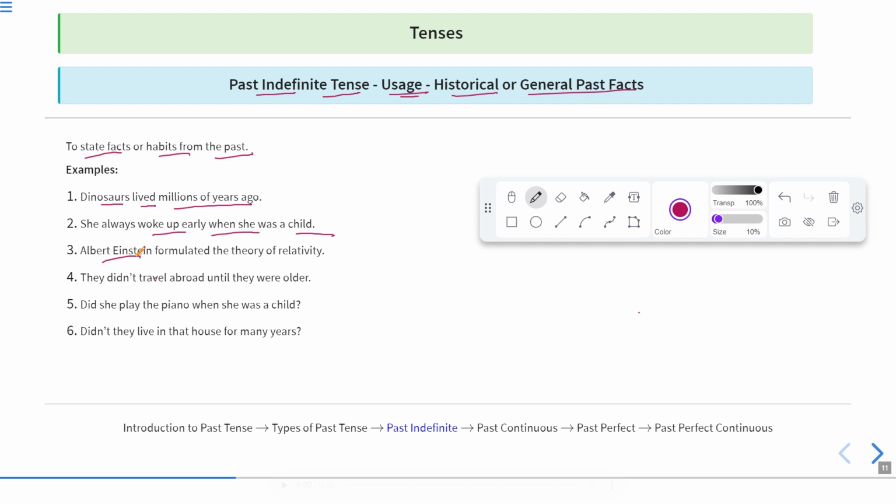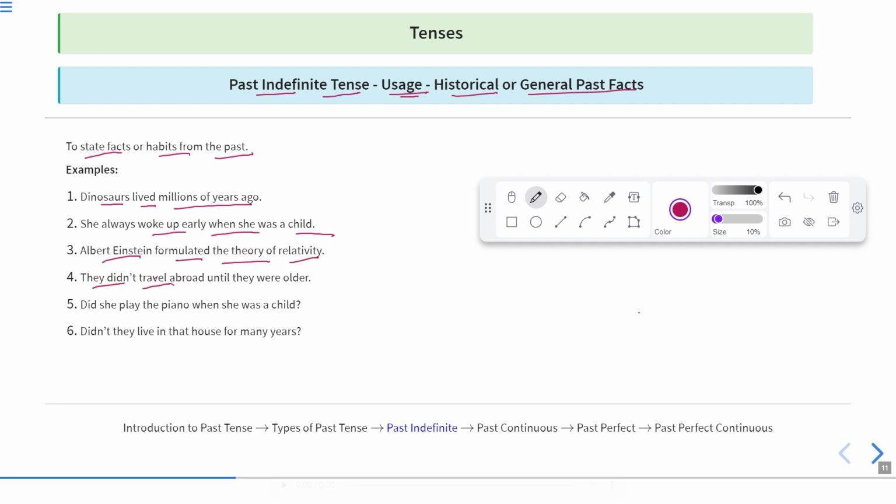Albert Einstein. Now, Albert Einstein, obviously, he's no more in this world. So we are talking about a person who is himself the past now. Okay, although his name is immortal, you can see that this person is himself the past of this world. Okay, Albert Einstein formulated the theory of relativity.